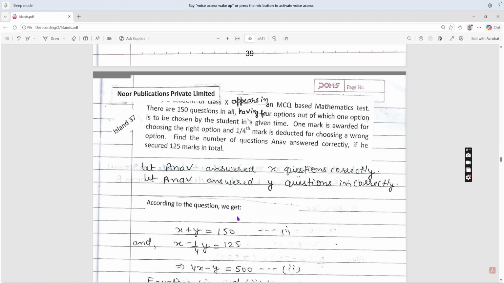X plus y is 150. It is given here only. There are 150 questions in all. We can read this question from here. This line is a little bit misprinted, so we can see it from here. There are 150 questions in all.